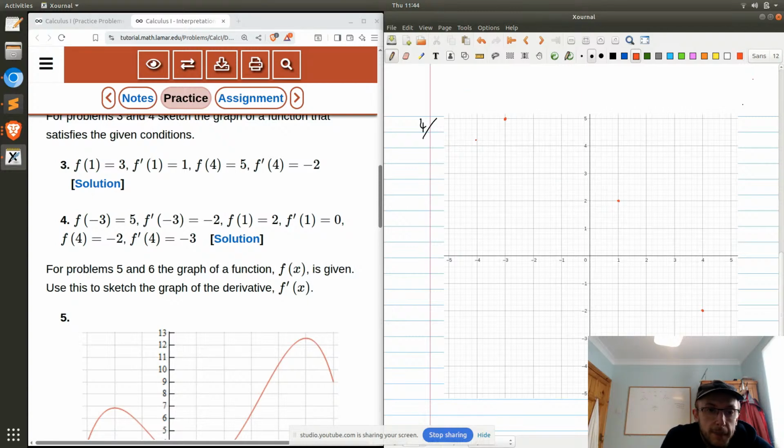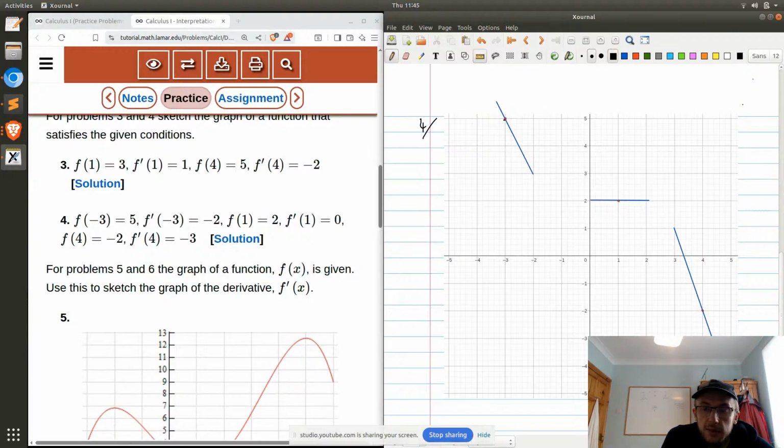Now, as for the gradients, at -3, the tangent has a slope of -2. So there you go. And at 1, the tangent has a slope of 0. It's flat. And at 4, the tangent has a slope of -3. So that there is perfectly sufficient.